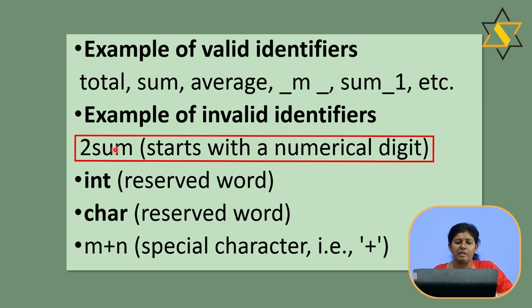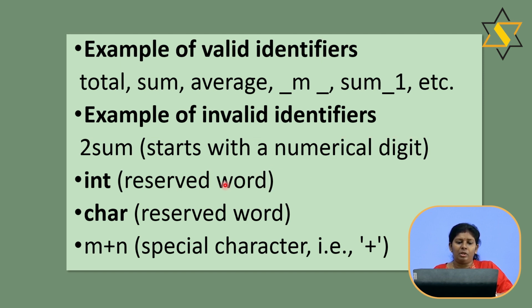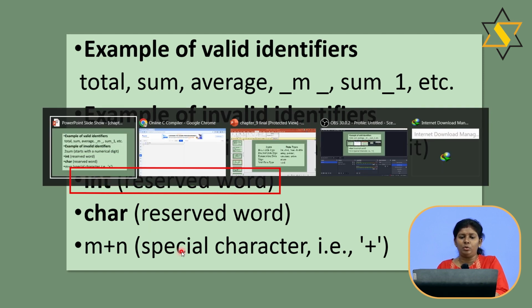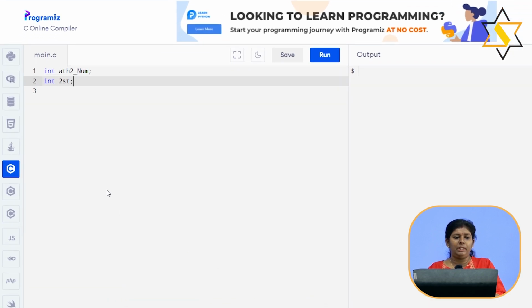Why is it called an invalid identifier? Because, for example, two sum starts with a numeric digit, so it is considered an invalid identifier. Also, one thing: for example, int is a data type, and int is also a keyword, as we already saw, there are 32 keywords. You can't use those keywords as your variable name.